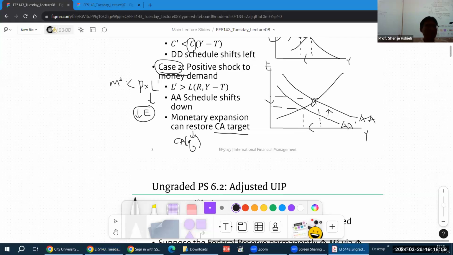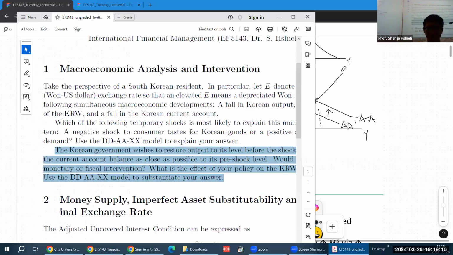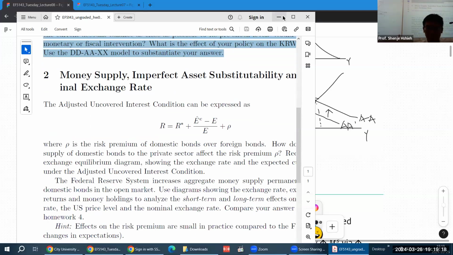All right. Comments, questions on this kind of reverse engineering of things that are going on in the financial markets using the model? Then you can make a diagnosis using monetary and fiscal policies to restore back to your original equilibrium. Right? That's the idea. All right.